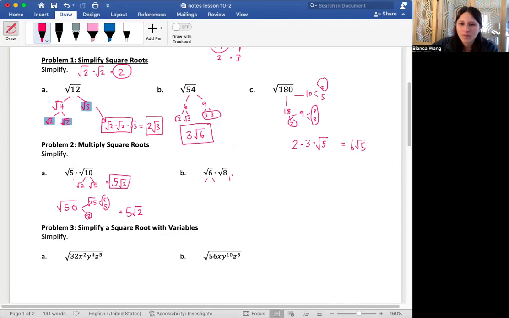So I'm basically looking at these square root of 6 and square root of 8 as two separate factor trees that I'm going to do. 6 breaks down to 2 and 3. 8 breaks down to 2 times 4, which breaks down to 2 and 2. So I'm looking for pairs. Here's a pair of 2. Here's a pair of 2. And so what I have is 2 times 2 times square root of 3. 2 times 2 is 4, so my answer is 4 times square root of 3.